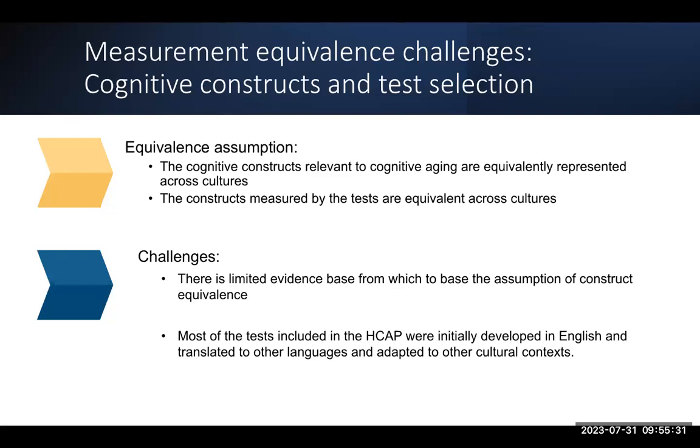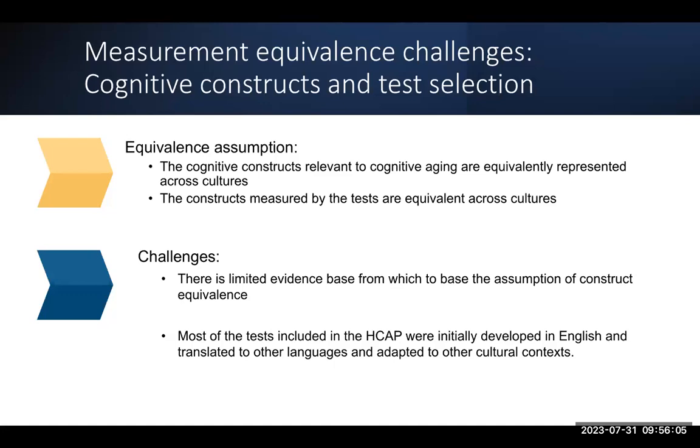We know that there are a lot of challenges associated with those assumptions, right? To begin with, there's a very limited evidence base from which to base this assumption of construct equivalence across cultures in many countries, particularly in low and middle income countries, which is one of the reasons why having access to this harmonized HCAP data is so valuable. But it also represents some challenges in that we have a limited evidence base to make assumptions about how cognitive aging operates across cultures.